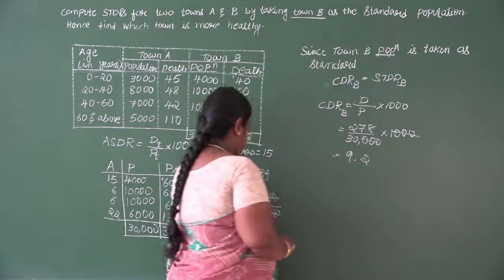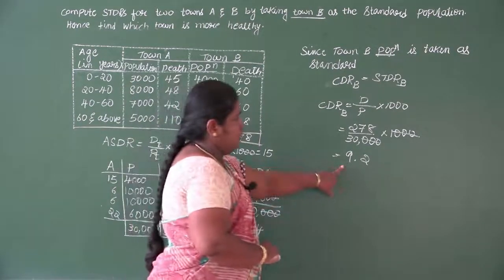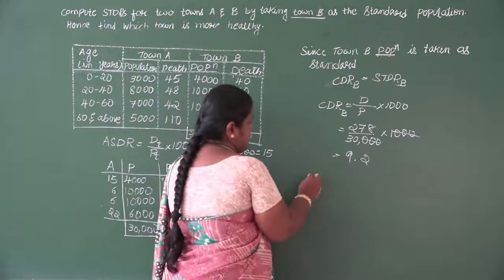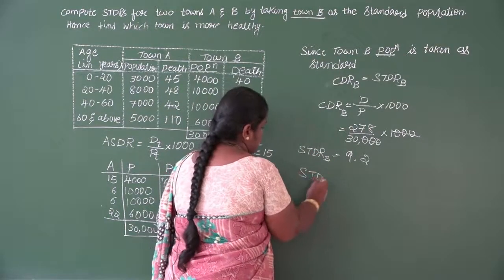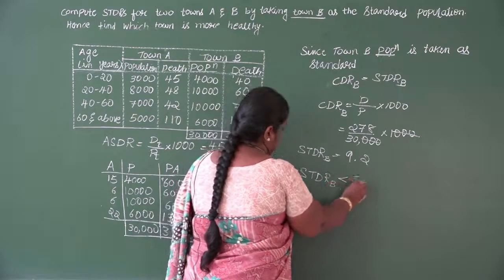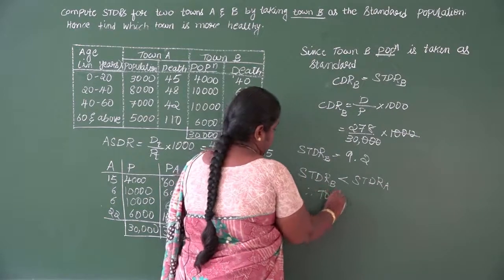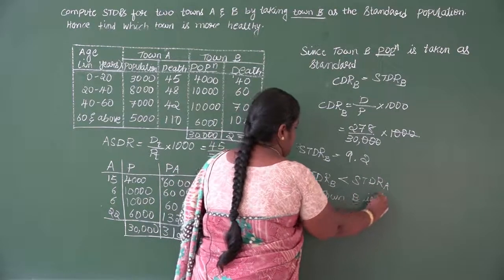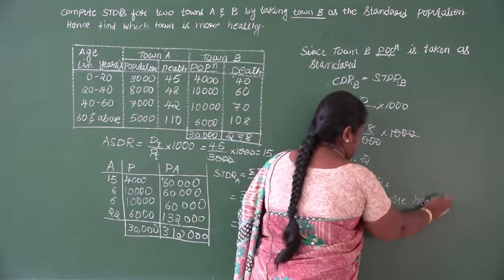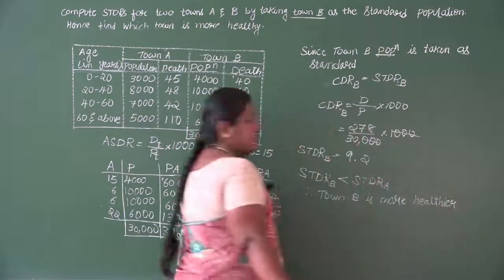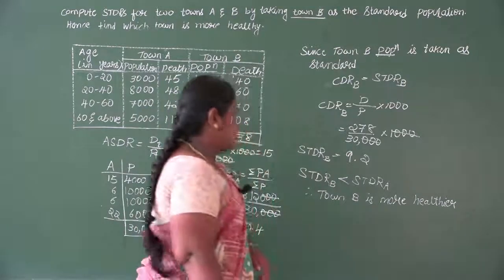9.2. So first one we got it as 10.4. Second one 9.2. So which is lesser? B is lesser. So STDR of B is less than STDR of A. Therefore, town B is more healthier. So this was regarding the second method. This method is easier, but if you get confused, you can do with the first method itself.